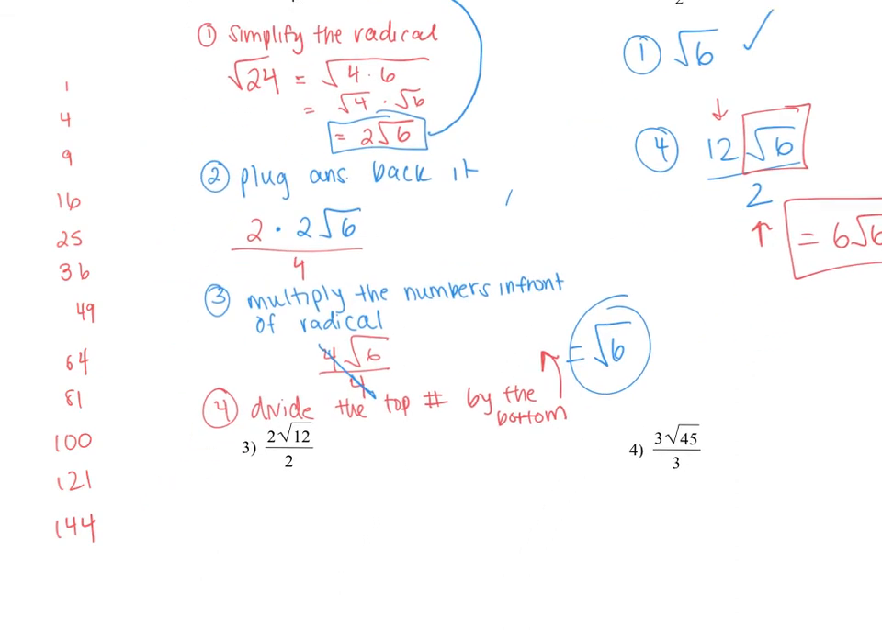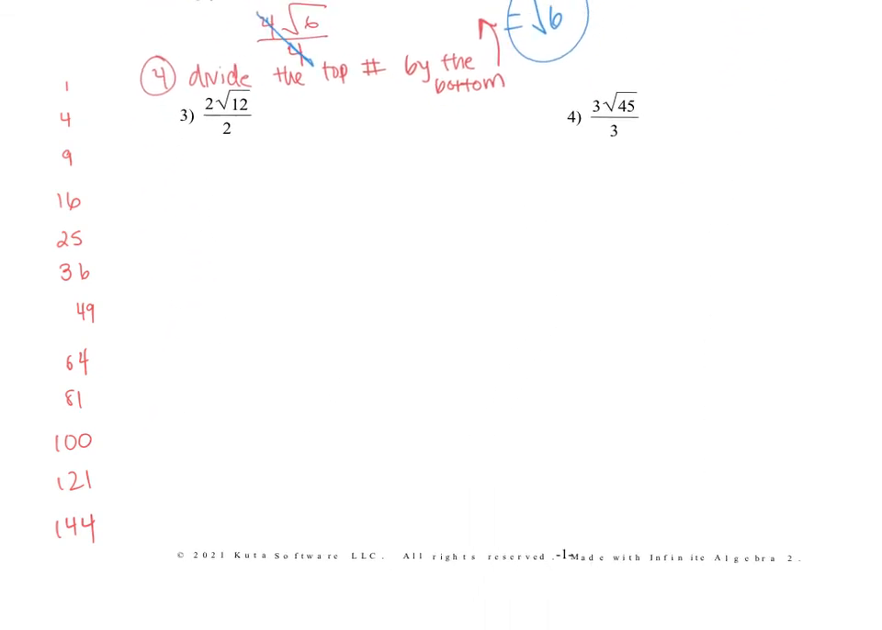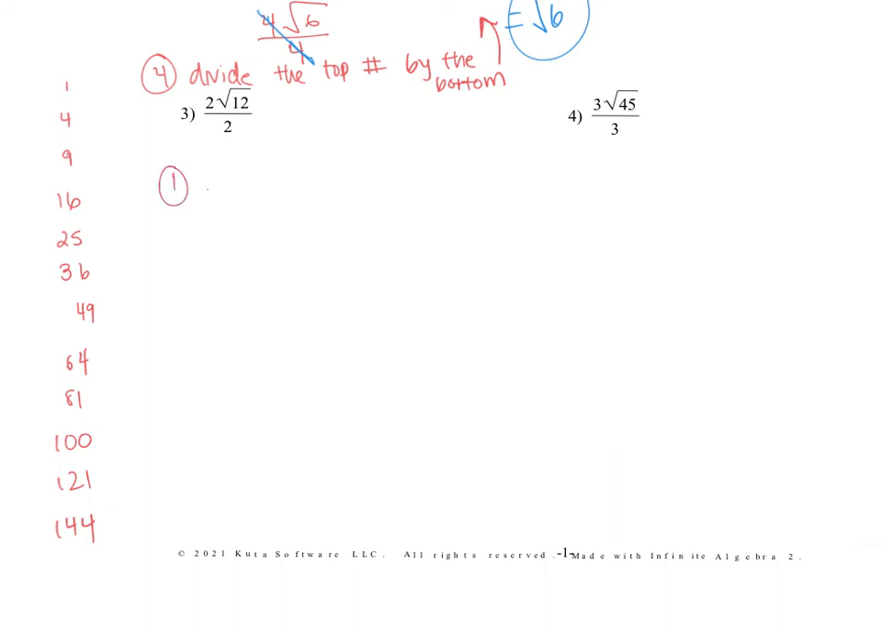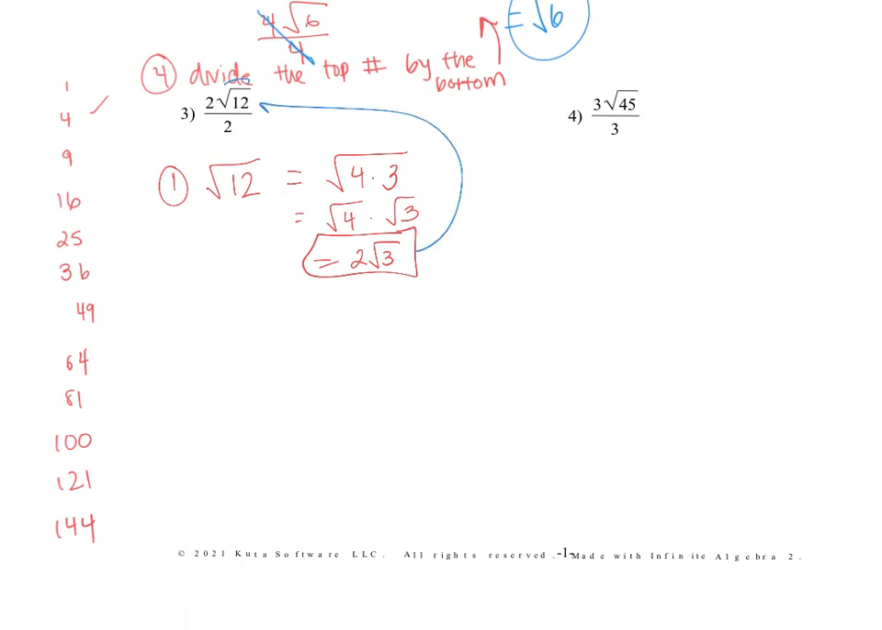Okay? I'm going to do one more with you, and then the rest you'll do on your own for homework. Okay? So here we are again. My step 1 is to simplify the radical. So can I simplify 12? And I know that I can because 4 times 3 is 12, and 4 is a perfect square. So I'm going to go ahead and break it down. And the square root of 4 is 2, and this will become my answer. Okay? So now step 2 is then to plug that back in for 12. So step 2. 2 times 2 square root of 3 all over 2.